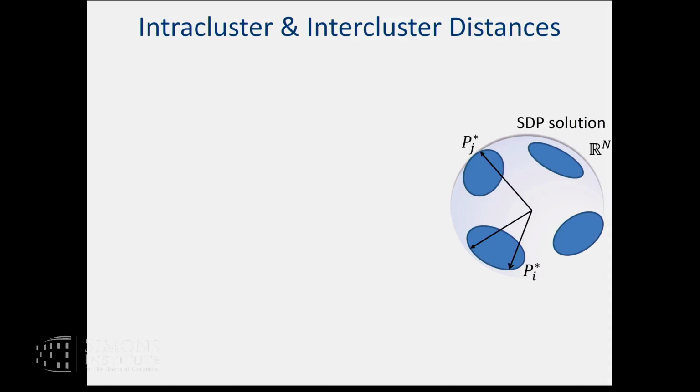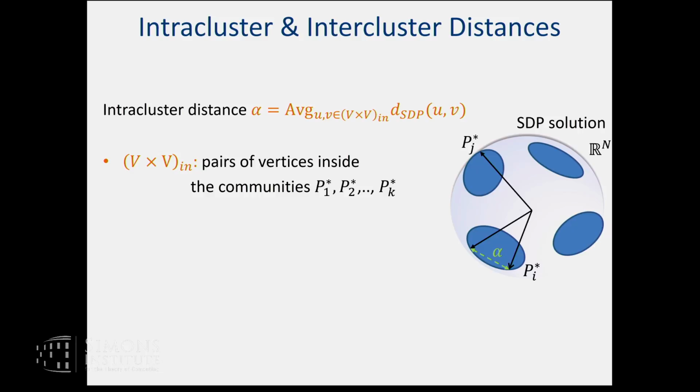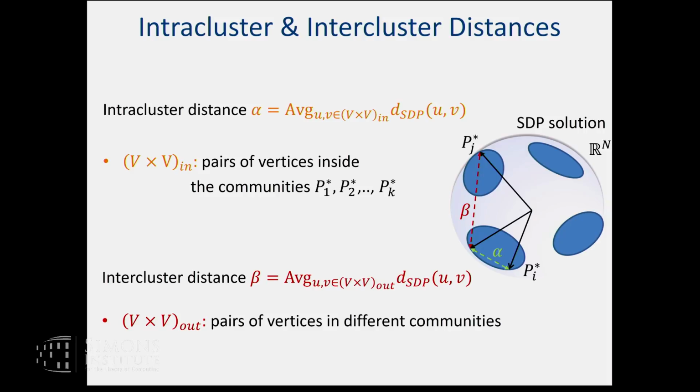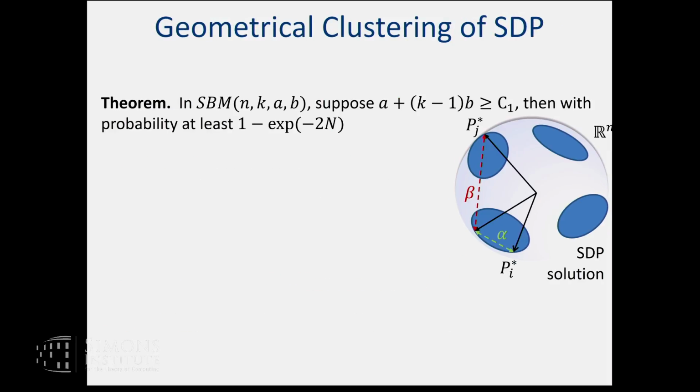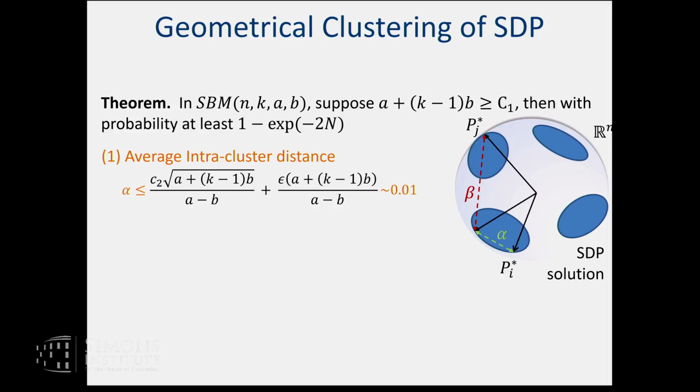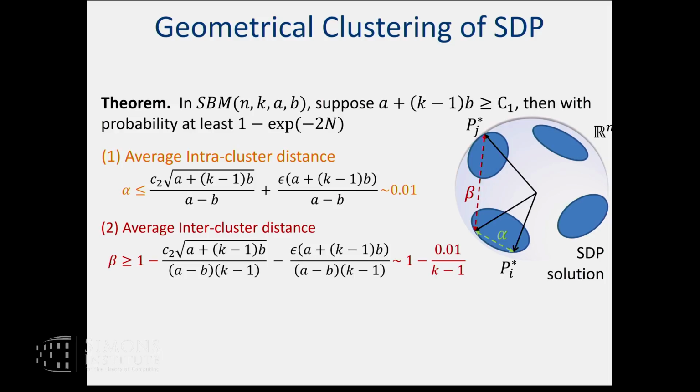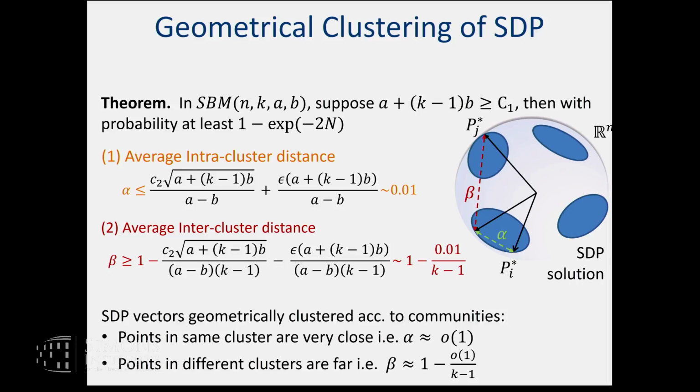So what we do is we measure two quantities that are very useful. You can look at the average intracluster distance, that is the average over all pairs of vertices in the same cluster of the distance between them, and the average intercluster distance. And what we are able to show is that for a stochastic block model, the average intracluster distance is very small, and the average intercluster distance is very large, very close to 1. And this is true even if you have various kinds of modeling errors. Now, given that we have the structural property, the algorithm becomes fairly simple.